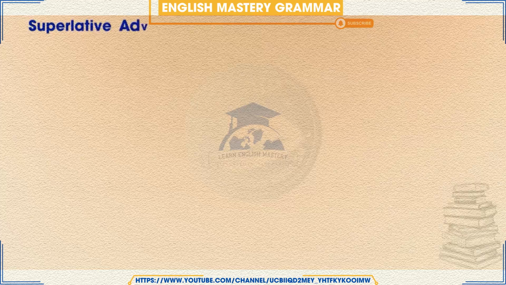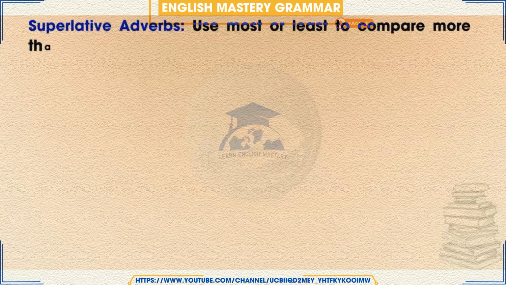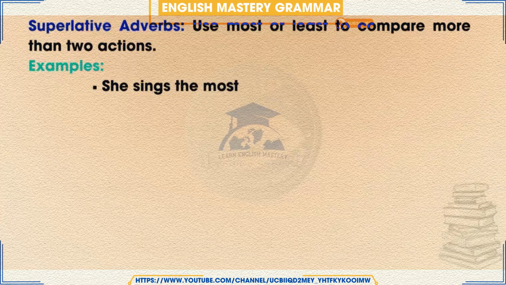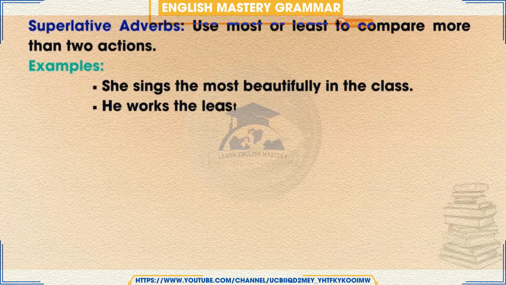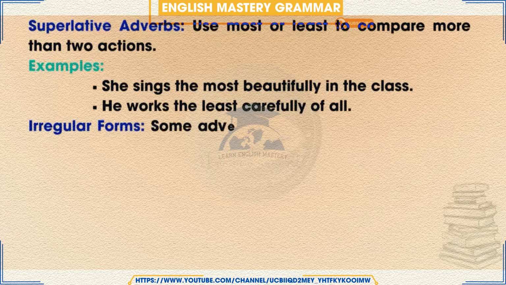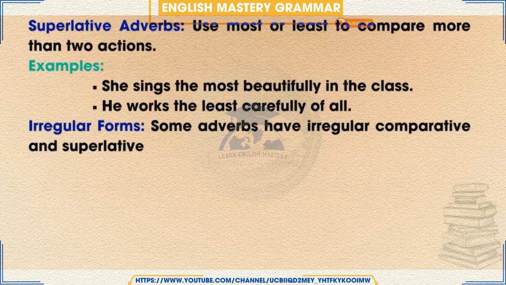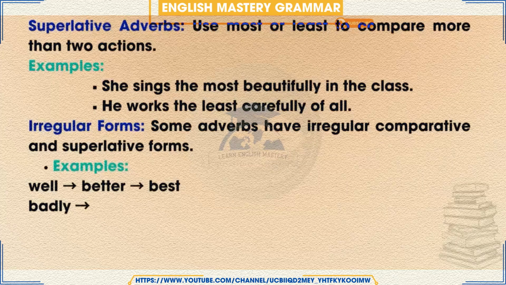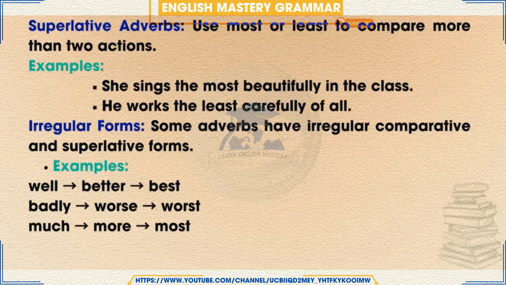Superlative adverbs: Use most or least to compare more than two actions. Examples: She sings the most beautifully in the class. He works the least carefully of all. Irregular forms: Some adverbs have irregular comparative and superlative forms. Examples: well, better, best; badly, worse, worst; much, more, most.